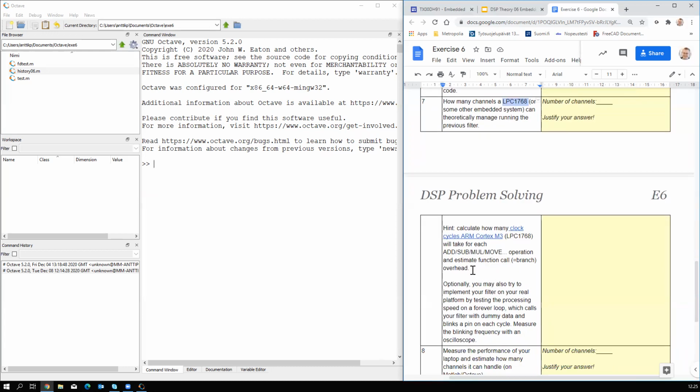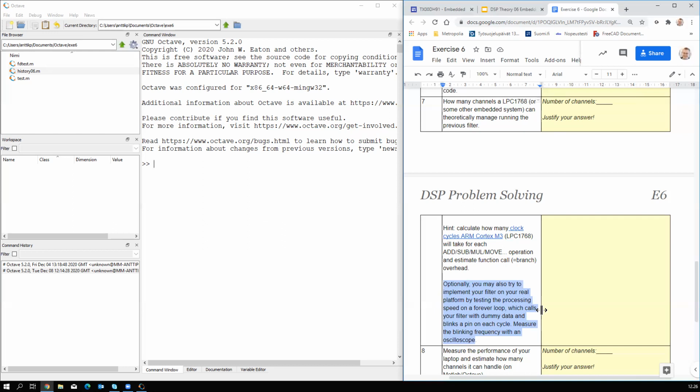But anyway, you can do the calculation, or optionally, I think you want to also do the implementation. So if you do the full filter implementation on your processor platform, then you probably have a good debugging toolchain there, so you can actually also do measurements with the debugging tool.